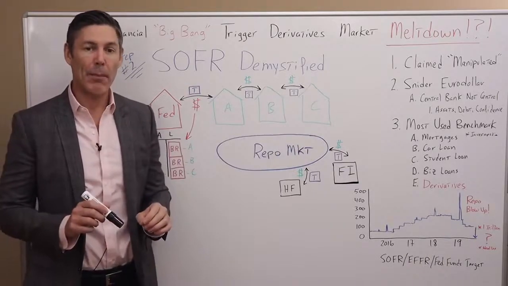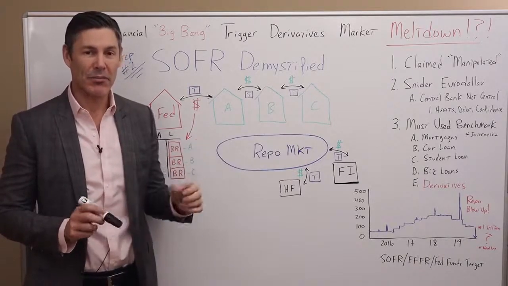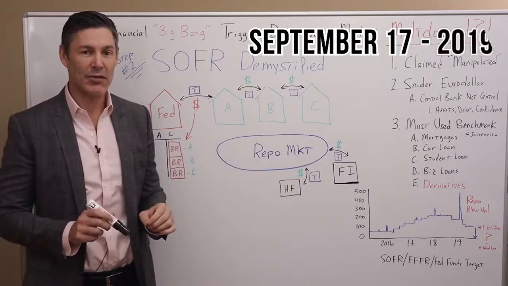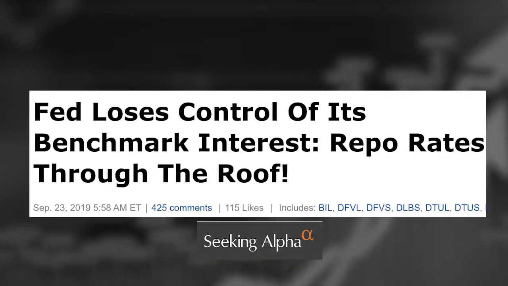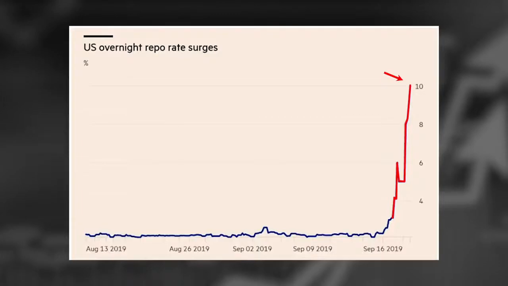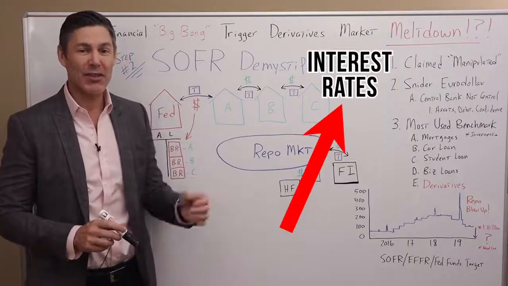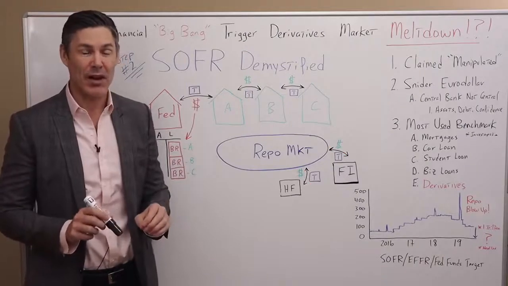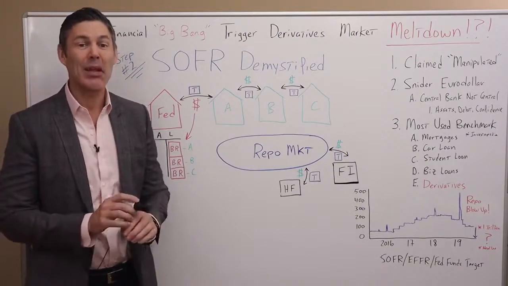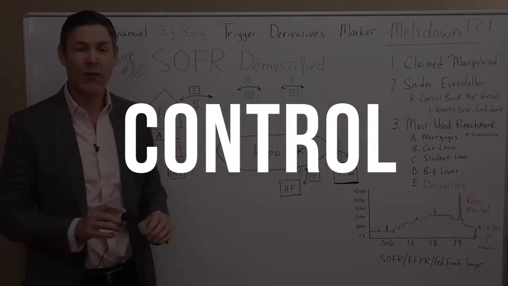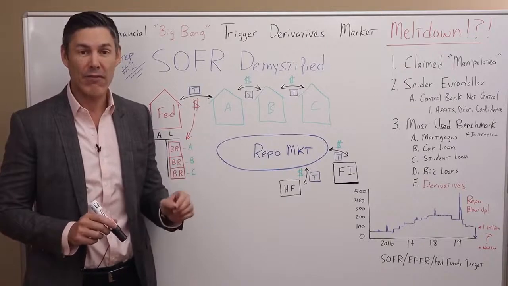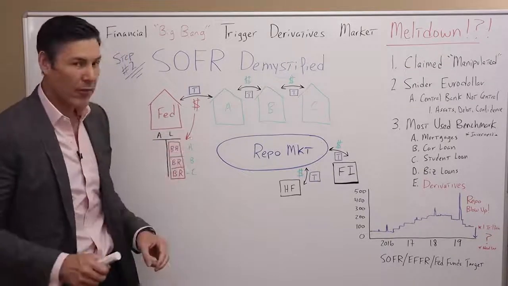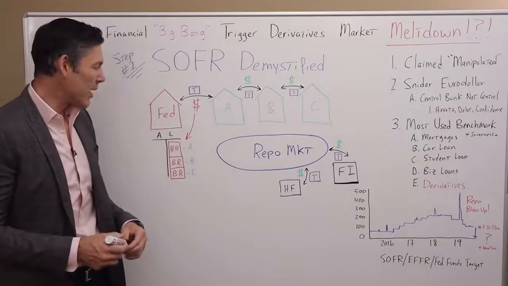But we all know what happened last September 17th, 2019. That's when the repo rate shot through the roof, up to almost 10%. That took all the other interest rates up with it, including Fed funds. In other words, the Federal Reserve completely lost control of all of the interest rates that really matter, including their own Fed funds rate.